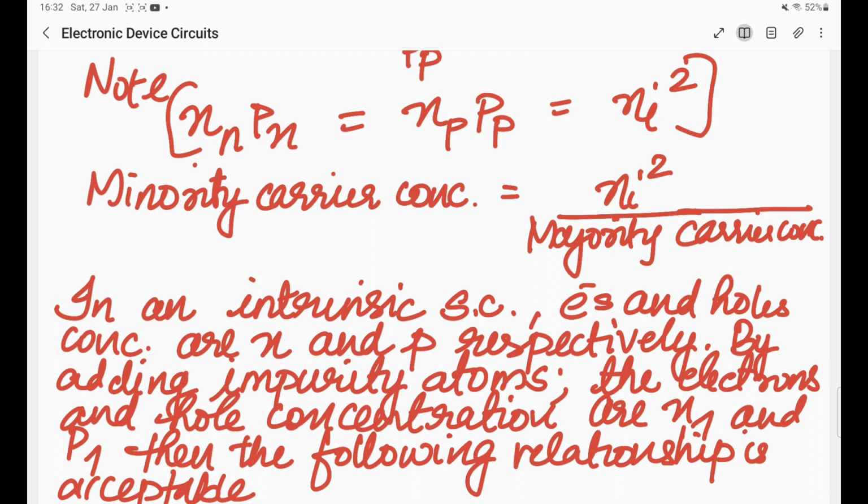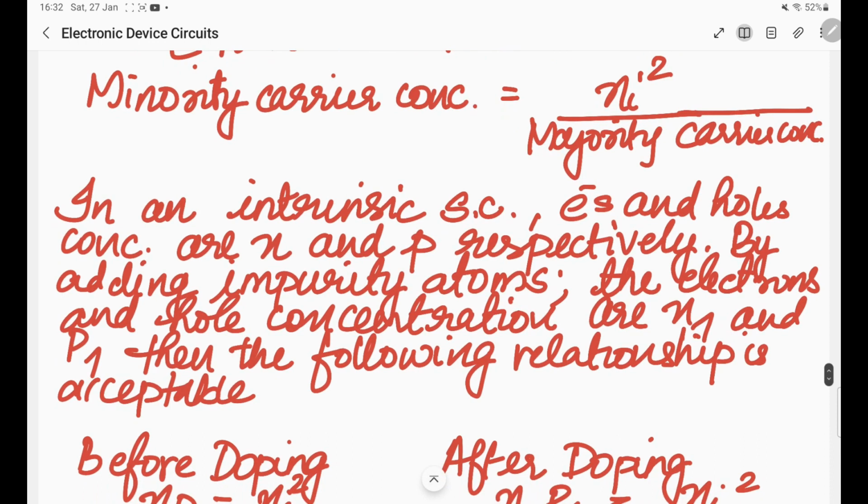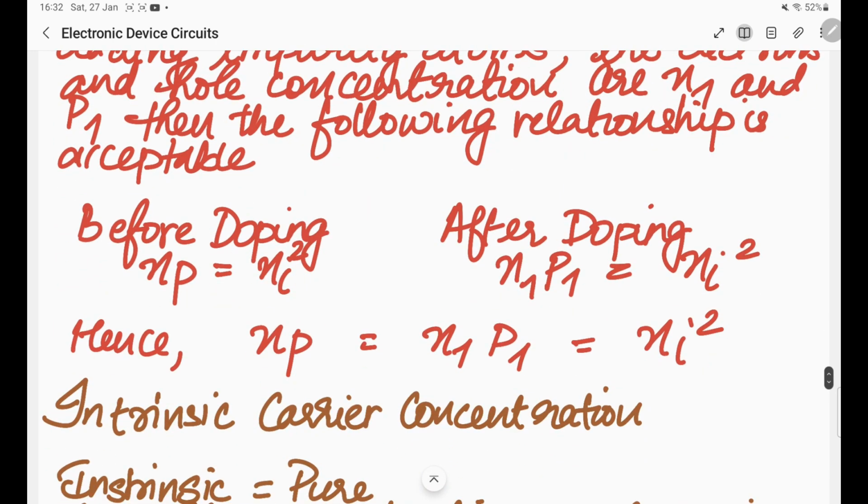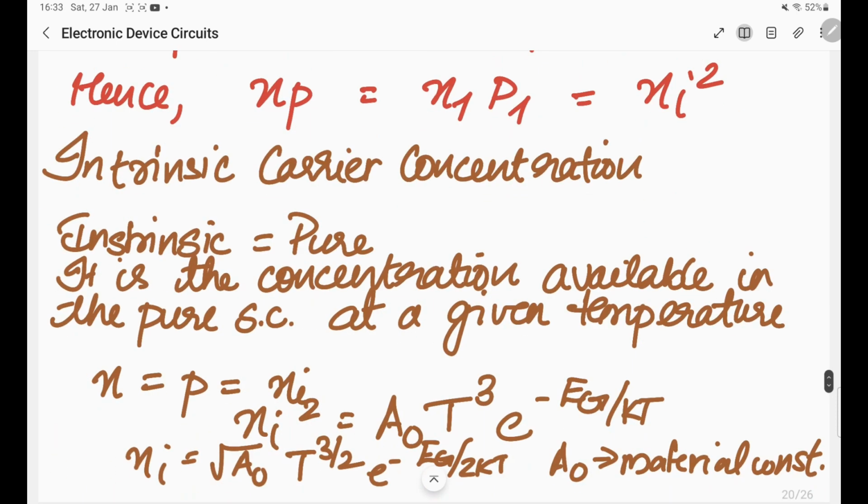So in an intrinsic semiconductor, the electron and hole concentrations are n and p respectively. By adding impurity atoms, don't worry about the doping, we'll learn that in the coming sections, the electron and hole concentrations become n1 and p1, and then the following relationship holds. Before doping, np is equal to ni square. After doping, n1 into p1 is equal to ni square. Equating both relations, you get np is equal to n1 into p1, which is equal to ni square.